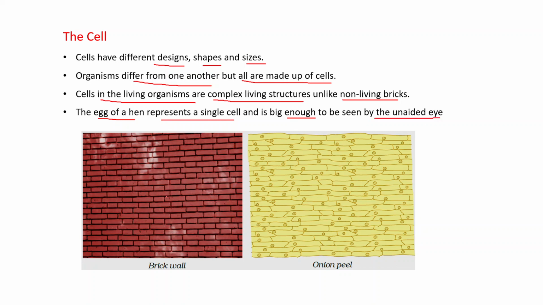Okay, you can see this is the brick wall. Bricks are arranged in a systematic way. This is the onion peel, and in this case, these are the blocks. This represents the cells. But these bricks are very simple, while these cells are complex.